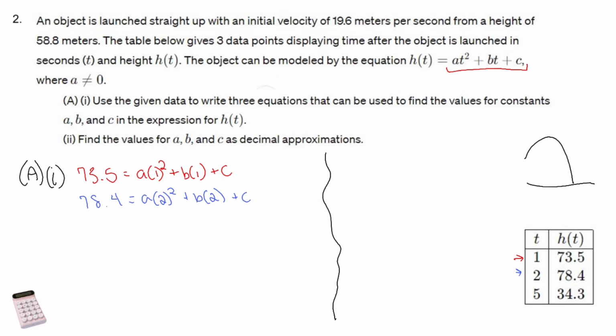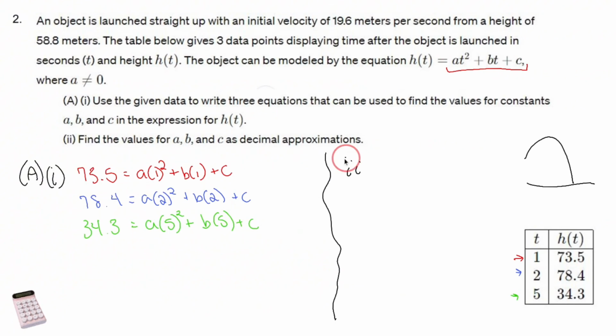And the third equation that I can find is going to be 34.3 equals a times 5 squared plus b times 5 plus c. 3 equations, 1, 2, 3. Check, check, and check, baby.